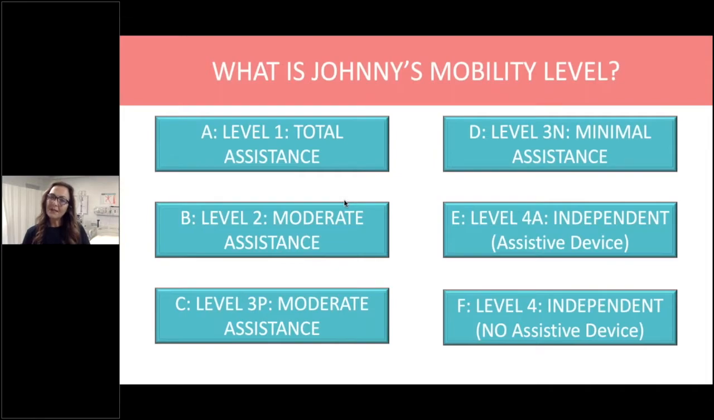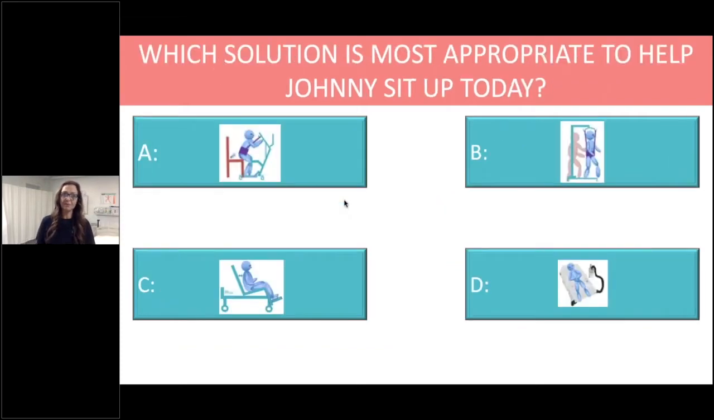What is Johnny's mobility level? Is it 1, total assistance; 2, moderate assistance; 3, level 3P, moderate assistance; D, level 3N, minimal assistance; E, level 4A, independent assistive device; or level 4, independent no assistive device? Johnny is level 1. He cannot sit up without help.